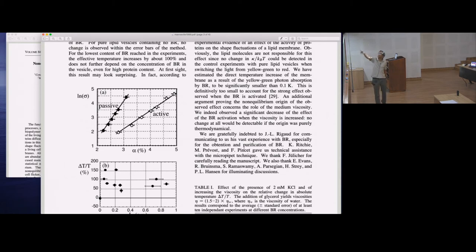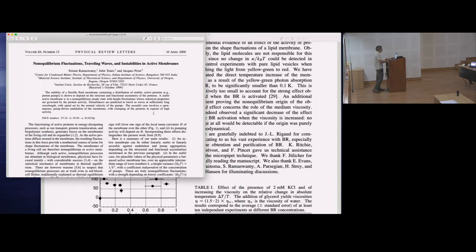Logarithm of tension versus the reduced area strain, or the area strain. And you see that when you compare the passive case and the active case, that is, a case where these membranes are active and the membranes are not active, then in the active case there is a softening of this tension, which comes from the active fluctuations the membrane is experiencing.